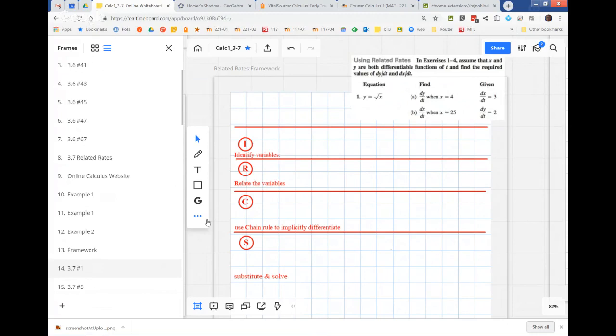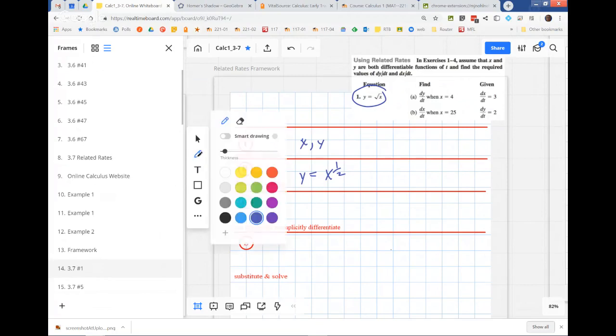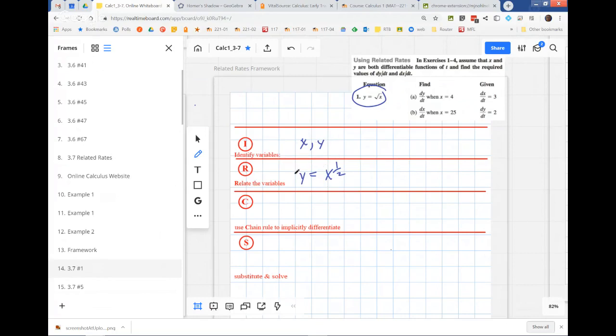So the first thing we've got to do is identify our variables. Obviously, it's x and y. And the time, of course, is changing. Relate the variables. Well, they've already done it for us. That's this part. I'm going to rewrite it, the square root of x as x to the 1/2 power. Maybe I shouldn't have put t in there in the variables, so I'm going to go back up there and erase that, because time is the independent variable, so we didn't really need that. So we've got two variables, and we've got them related.